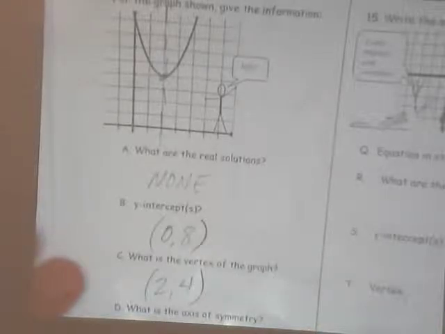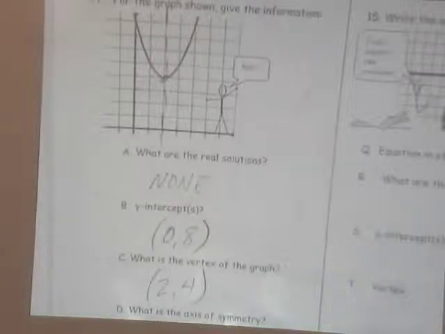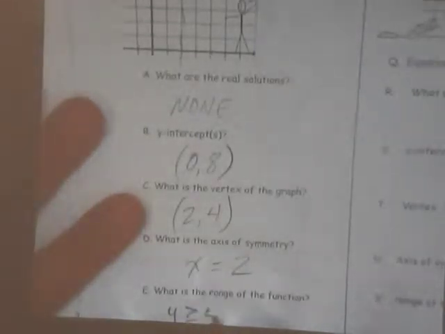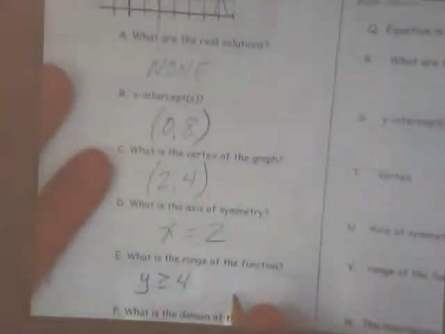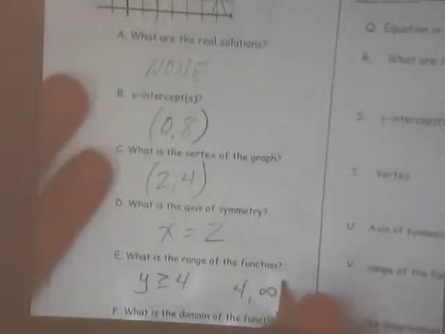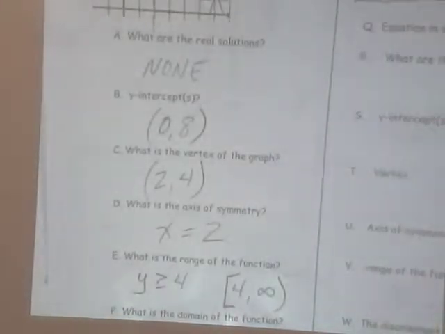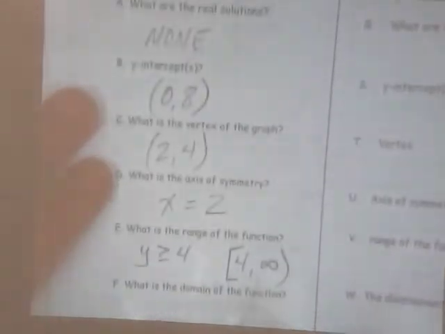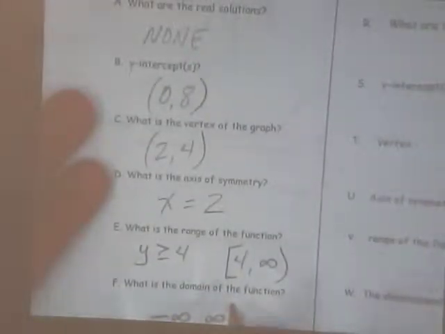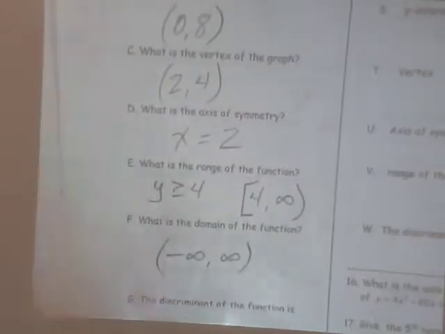What is the range of the function? Range. How high, how low? It extends from 4 to positive infinity. So you could say y is greater than or equal to 4, or in interval notation it would be 4 to infinity, including the 4. How about the domain? All real numbers. Negative infinity to positive infinity, or all real numbers.